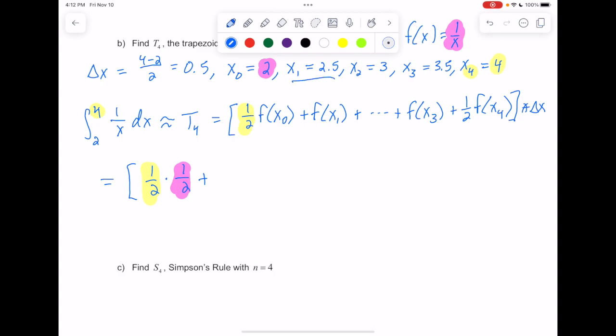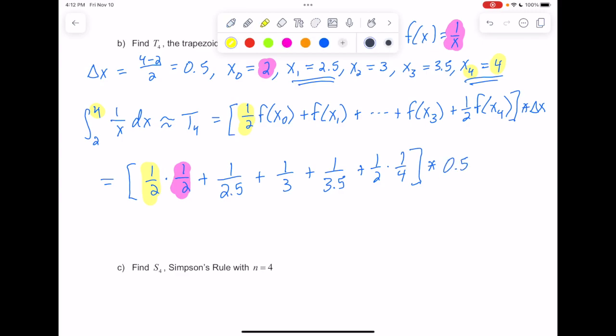So then we go to x1, and we plug that into the function, so 1 over 2.5. But when you're in these middle ones, you don't multiply by the 1/2 anymore. So then we add 1 over 3, and then we add 1 over 3.5. And now we're at the last one, so the 1/2 kicks in again, and we have 1 over 4, where our last value was 4. And then all of that gets multiplied by delta x, which was 0.5. Just on the highlighting part, this 1/2 is from that 1/2 out front. So we do that on the first and the last one only, but not in the middle ones.